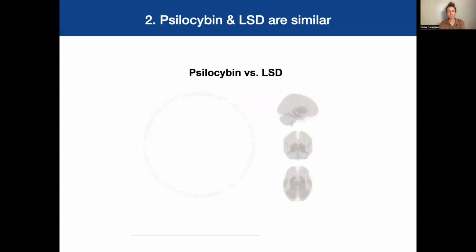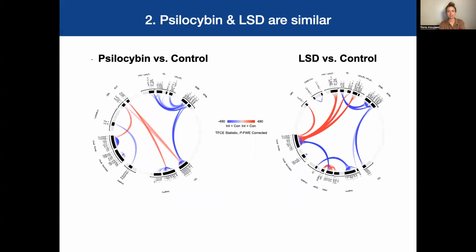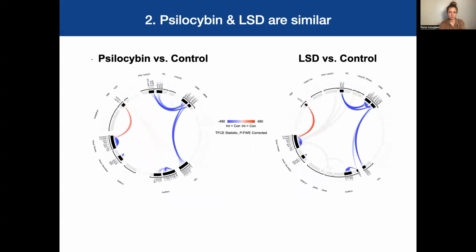For the second hypothesis, that psilocybin and LSD are similar, we first directly compared psilocybin and LSD, again using a within subject design. As hypothesized, directly comparing psilocybin and LSD revealed no significant differences in ROI to ROI connectivity. It's important to stress this is at these doses; it might not be true at other doses. If we then compare psilocybin to its control and LSD to its control, we also see very similar patterns of connectivity, and you can see the overlap more clearly here in this slide, the specific connections that show overlap.